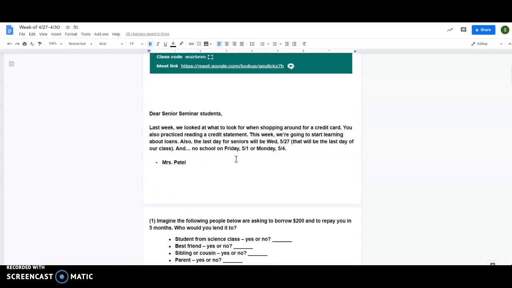So first I wanted to mention a few dates. The last day for seniors will be Wednesday, May 27th, so about a week earlier than everybody else. Also, there's no school this Friday or on Monday because teachers will have their professional development.